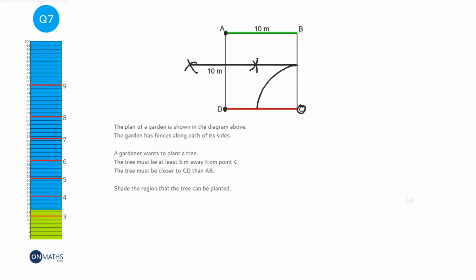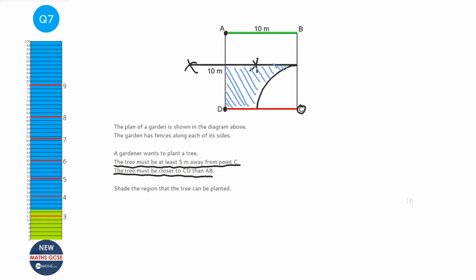So it says shade the region the tree can be planted. So it's anywhere, and I might do a different colour for this so it stands out a little bit. It's anywhere here. Now you always just double check this. So the blue shaded, and in your exam don't bother with a different colour, just use a pencil to shade it in. It says the tree must be at least 5 metres away from point C, which mine is, and the tree must be closer to CD than AB, which mine is.